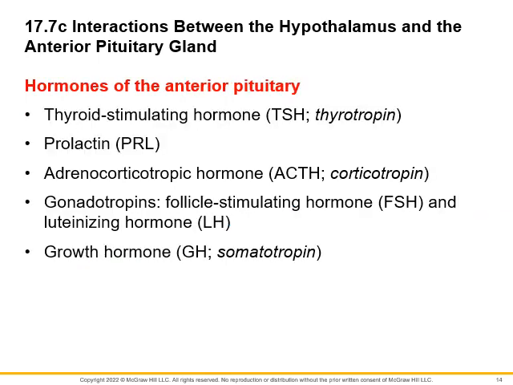For the anterior pituitary, these are the hormones, the 6 that we're going to focus on. We have thyroid-stimulating hormone, prolactin, adrenocorticotropic, we have FSH and LH, and then we have growth hormone. So let's go through each one of these.